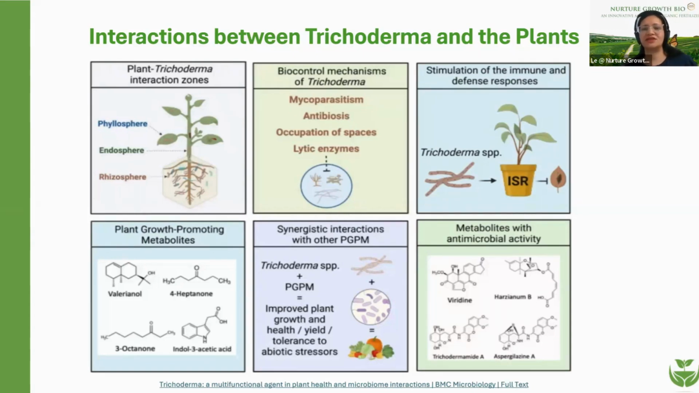I think in yesterday's presentation we were talking about plant growth promoting microbes and plant growth regulators. Trichoderma also works as a plant growth regulator because it interacts with plant growth promoting microbes, and it is helpful in the improvement of growth, health, yield, and tolerance to abiotic stresses. So it is a good example of plant growth promoting microbes. Although it is a fungus, it works together with other microbes and helps in the growth and development of the plant.